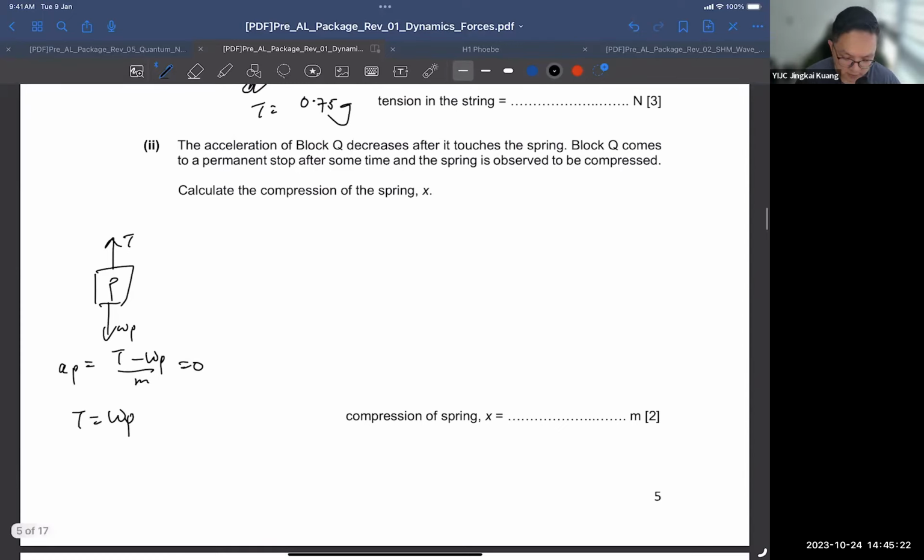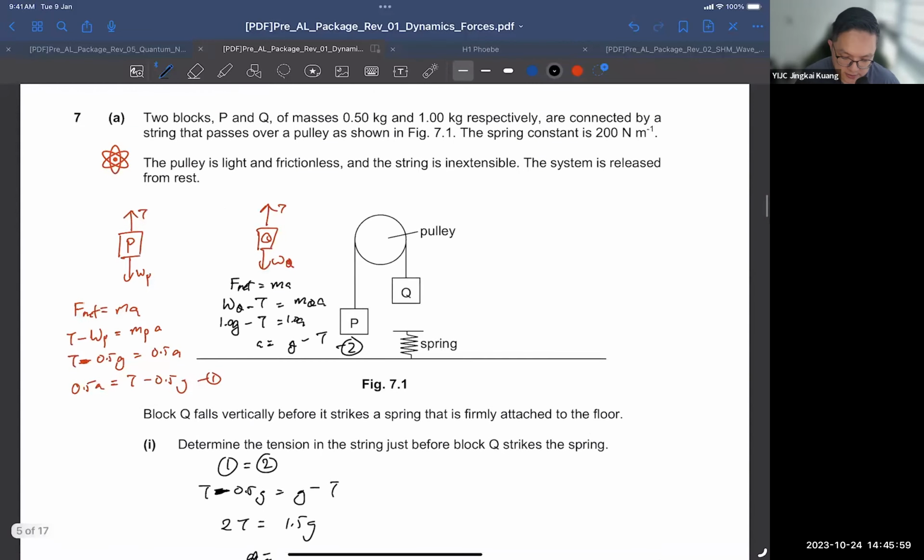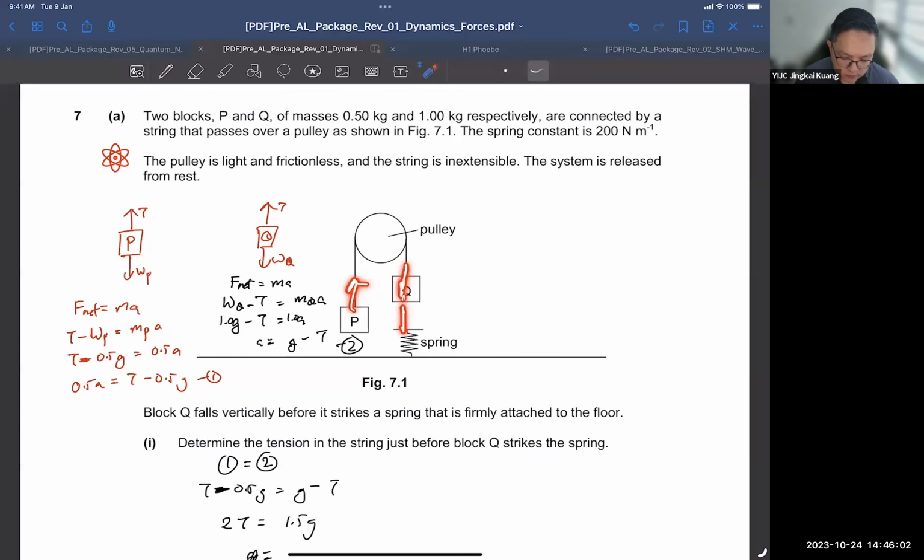Okay, so that's fine. Then on the other side, you have three forces. You have weight of Q, you have the tension, you have the spring force, that's why it's Fs. Okay, then now it's clear, right? So again, this block's acceleration is 0. So I can say Fs plus T minus WQ equals 0. Why is that? Because the block comes to a complete stop. After you release, this will move up, this will come down.